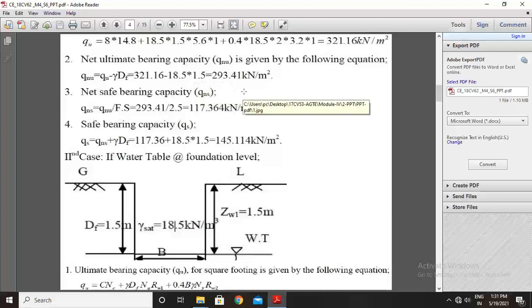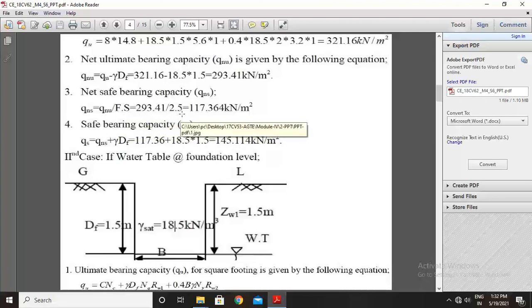So the answer is 293.41 kilonewton per meter square. Next, you calculate the net safe bearing capacity. QNS is given by the equation QNU divided by the factor of safety. So substitute the value here. QNU is 293.41 divided by the factor of safety, 2.5. So the answer is 117.36 kilonewton per meter square. This is the net safe bearing capacity.